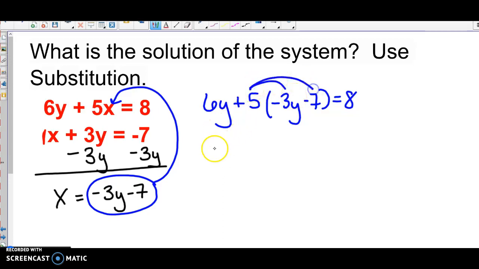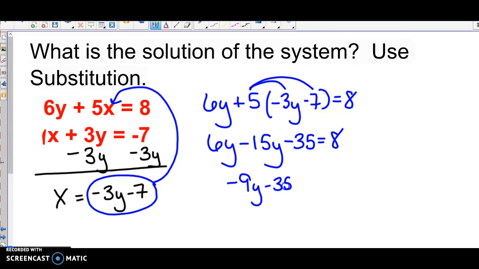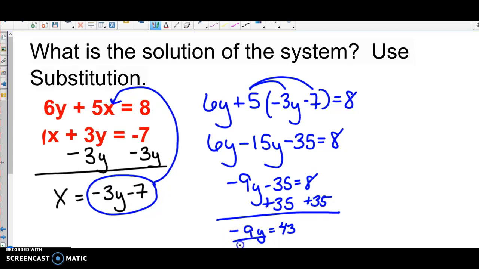So I'm going to distribute. I get 6y minus 15y minus 35 equals 8. This gives me negative 9y minus 35 equals 8. Add 35 to both sides. Negative 9y equals 43. Then divide both sides by negative 9. And you get y equals negative 43/9. And you can leave it as an improper fraction.